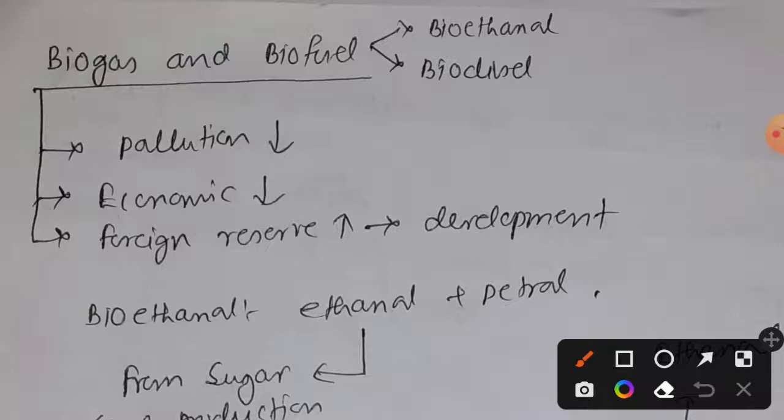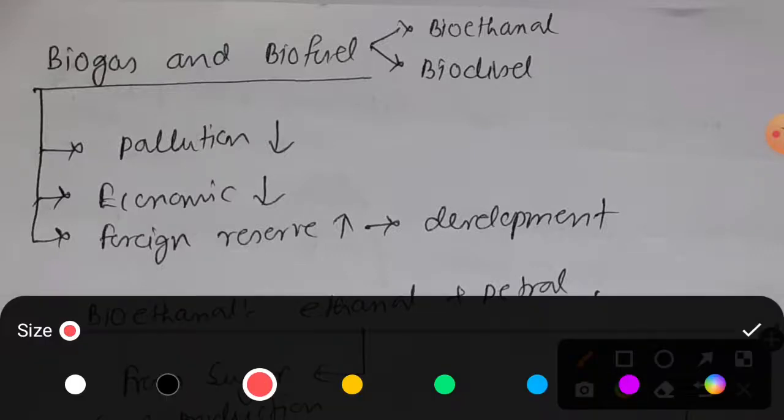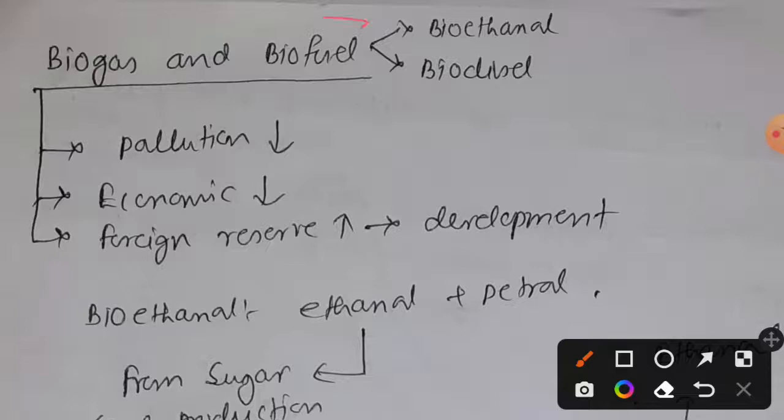For that reason, they thought that they can use biofuel to replace the use of petrol and diesel. In biofuel there is a subcategory called biogas. This biogas can also be used for electricity. So biofuel also has the ability to replace coal.